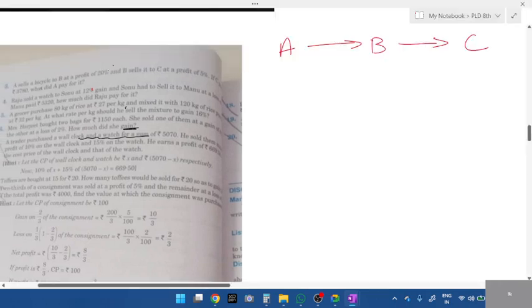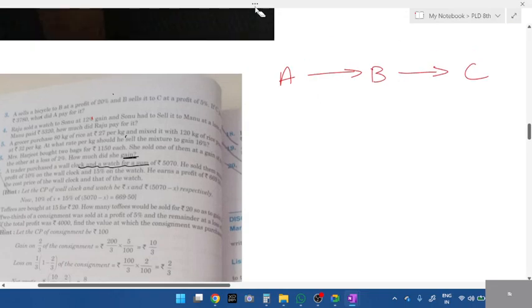Look. A sells a bicycle to B at a profit of how much? At a profit of 20%. So A sells it to B. I'll write it like this. Profit is equal to 20%. Next, I'll write this profit on top. Okay, A sells it to B at a profit of 20%.